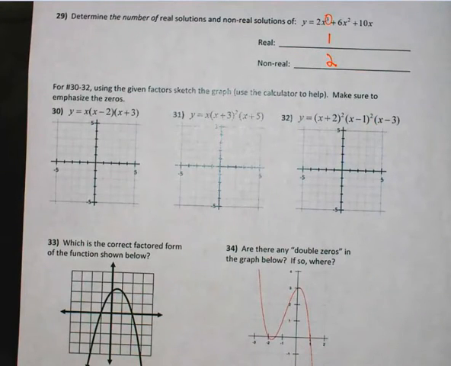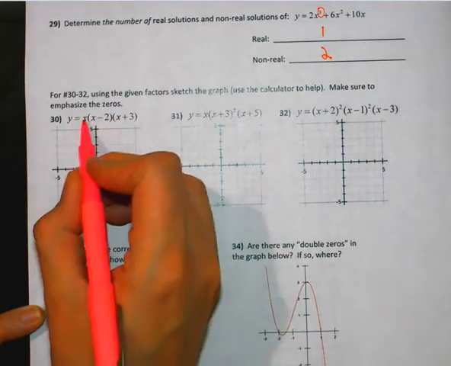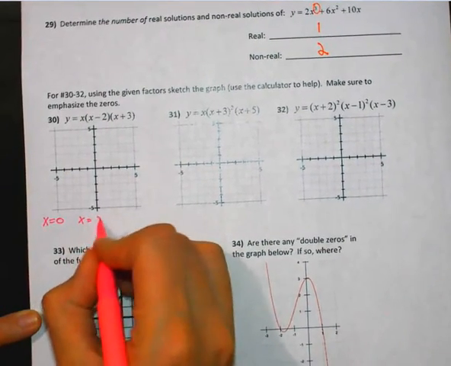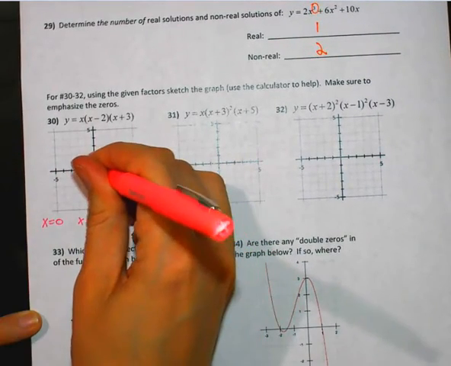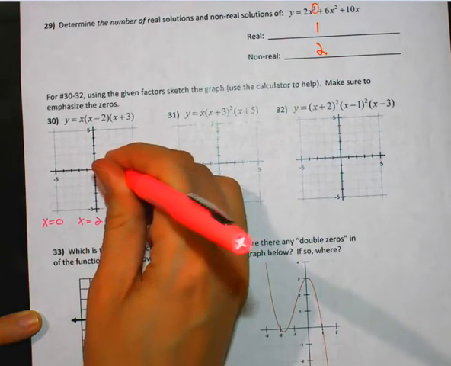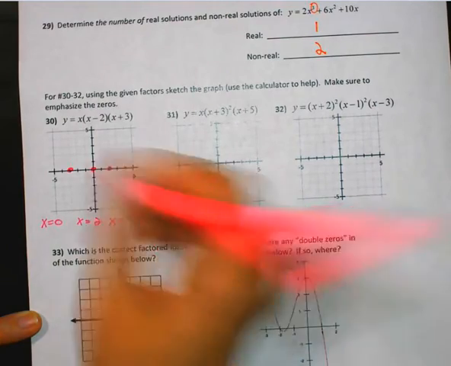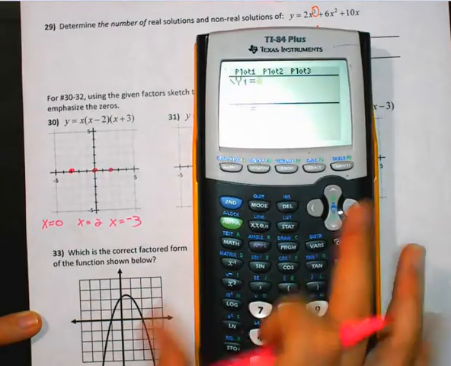Okay, the next says, using the given factors, sketch the graph. Use your calculator to help. Make sure that you emphasize the zeros. Okay, so the first connection I want you to make is that if we're looking at this, these are already in factored form. I know that I have a 0 at x equals 0, x equals 2, x equals negative 3. So you should be able to start there. Now you can use your calculator and put it into y equals so that you can sketch the rest of the graph.